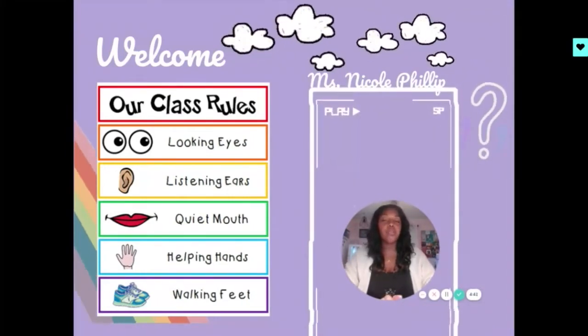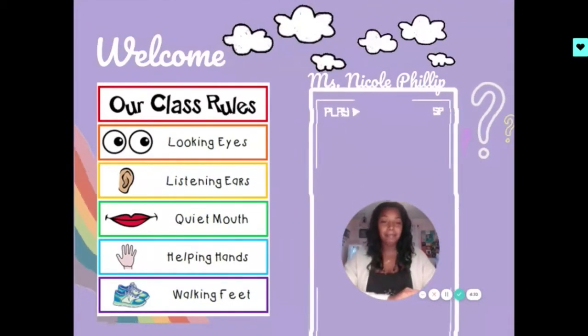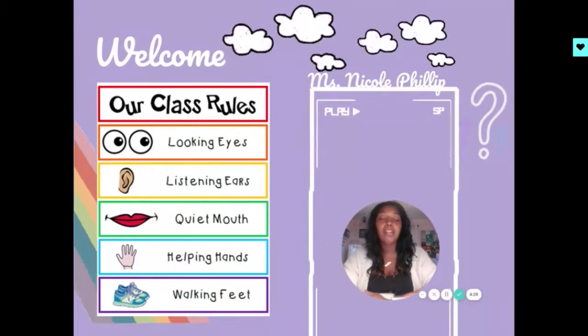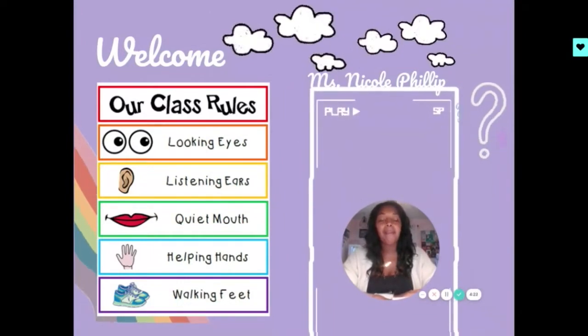Our classroom rules include, if we're in the building, we're going to be using our looking eyes, our listening ears, a quiet mouth, helping hands, and walking feet. We're going to have a great time today as long as we follow those rules. If we are on a virtual platform, remember to mute your mics, be polite and respectful to your peers. And if you do have something to say, make sure you raise your hand.